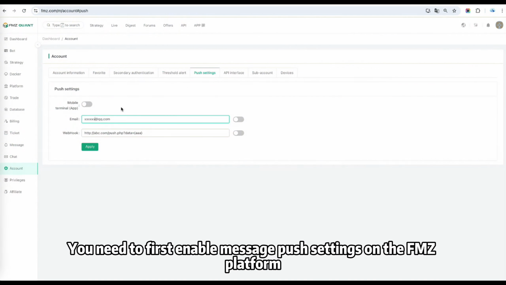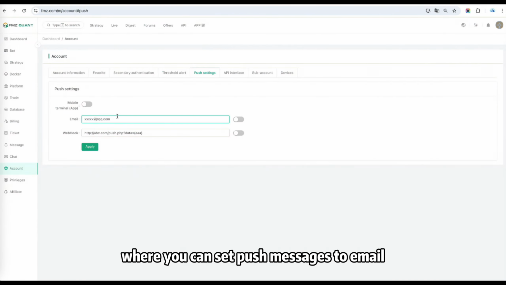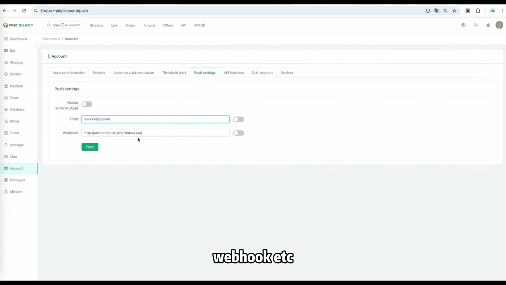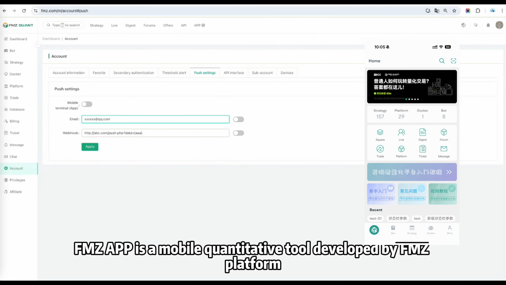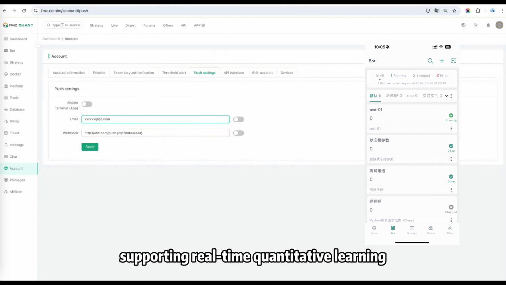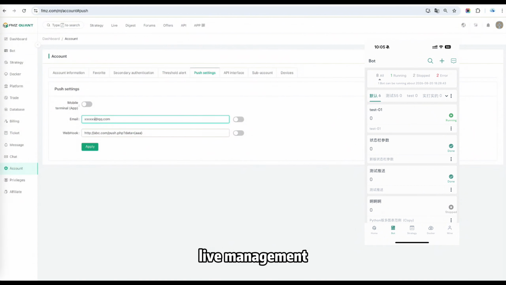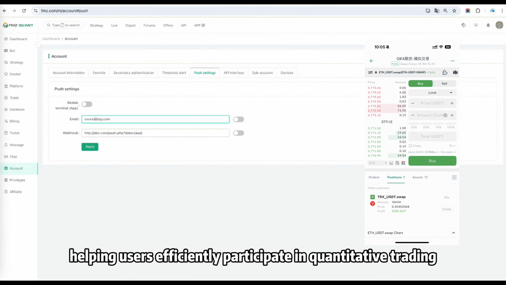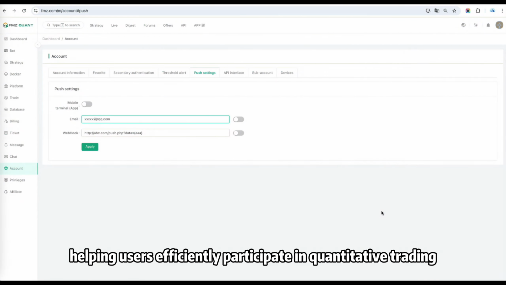You need to first enable message push settings on the Inventor platform, where you can set push messages to email, Inventor app, webhook, etc. Inventor app is a mobile quantitative tool developed by Inventor platform, supporting real-time quantitative learning, manual trading, live monitoring, live management, and other functions, helping users efficiently participate in quantitative trading.